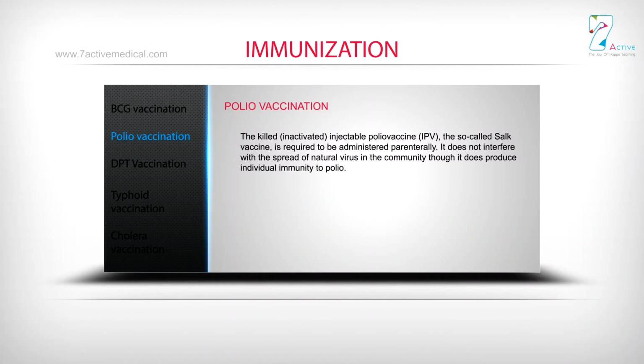The killed inactivated injectable polio vaccine, IPV, the so-called Salk vaccine, is required to be administered parenterally. It does not interfere with the spread of natural virus in the community, though it does provide individual immunity to polio.